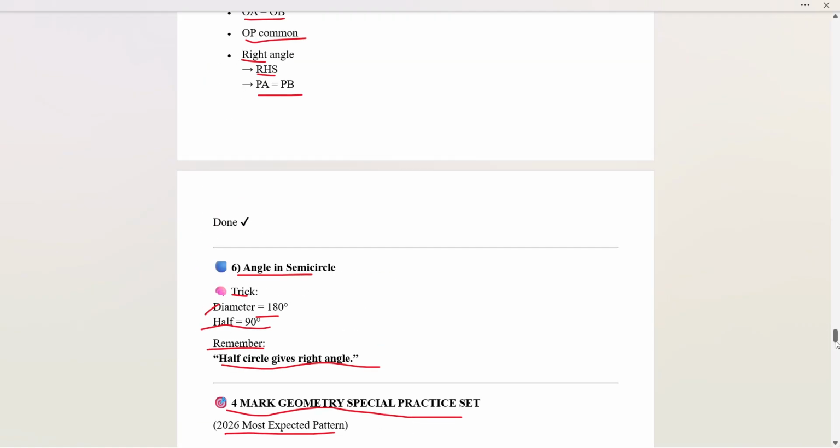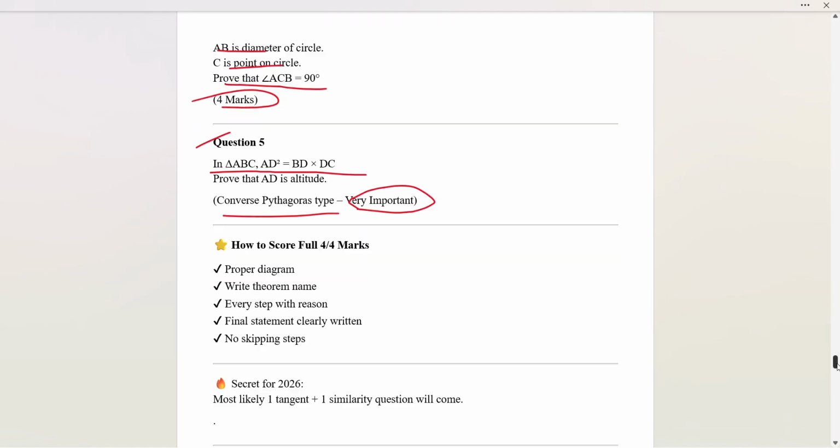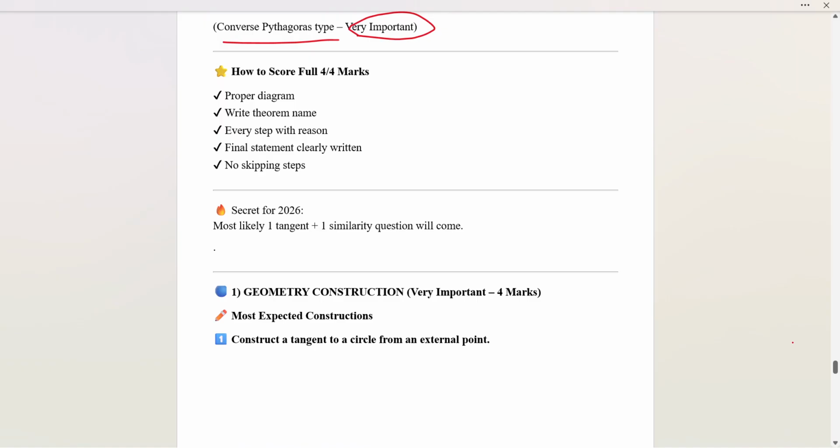So question 4, move to the next slide. AB is the diameter of a circle, C is a point on the circle. Prove that angle ACB is 90 degree. So it is also a 4 mark question. Question 5: in triangle ABC, AD square is equal to BD into DC, prove that AD is an altitude. So it is converse Pythagoras type, very important. So these are 5 questions for your practice. You can solve many more from your booklet or online platforms.